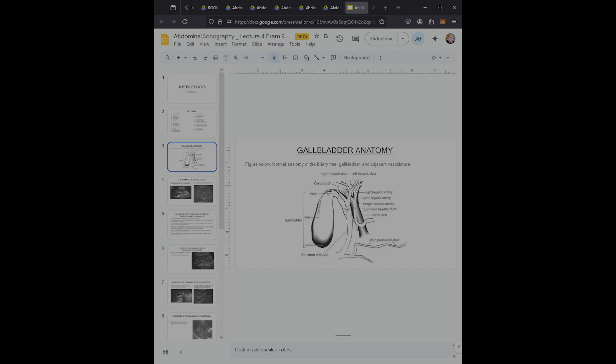From the common hepatic duct, bile enters the gallbladder where it is stored, and through the action of cholecystokinin, the gallbladder contracts and bile flows, and eventually it meets the pancreatic juices released by the pancreas, and through the sphincter of Oddi, bile enters the duodenum.